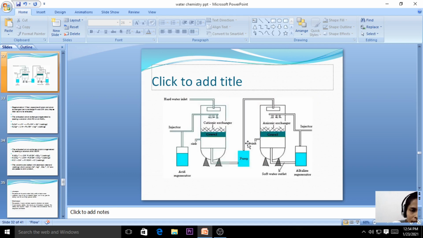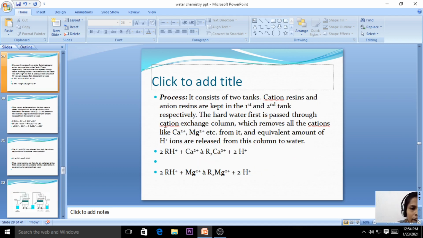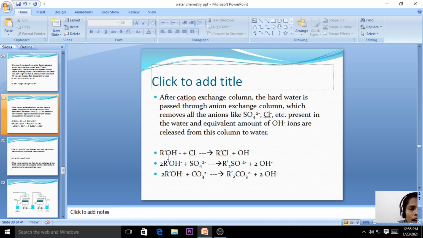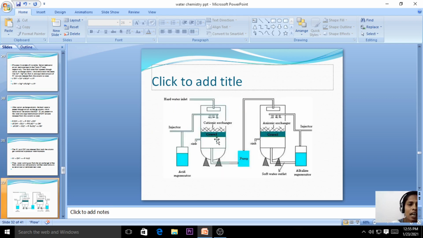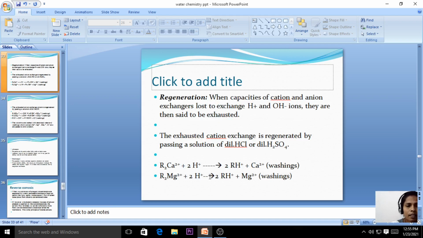So see here, when we are sending the water to the cation exchange resin, we will get R2Ca and R2Mg at the resin. When we are sending it to the anion exchange resin, we will get RCl, R2SO4, R2CO3. That means at the entire resin, R2CO3, R2Ca, R2Mg are produced. This R2Ca is again treated with the acid. Acid is nothing but H plus.